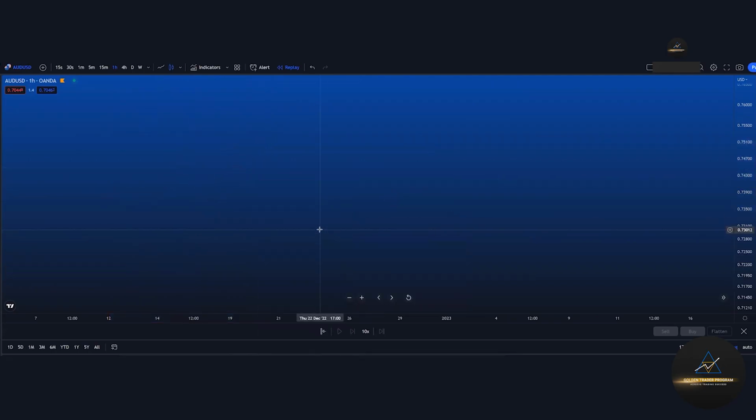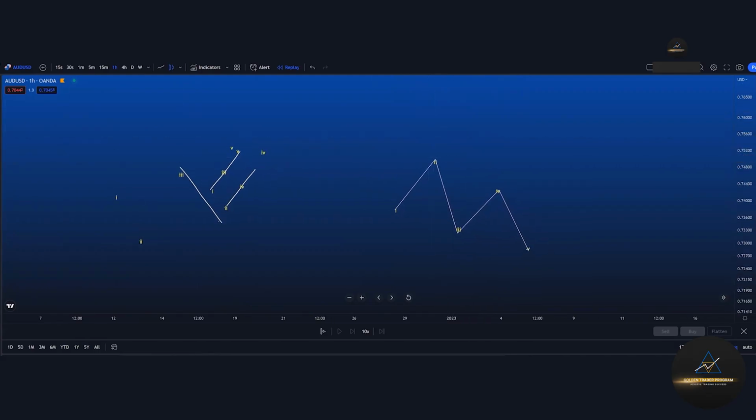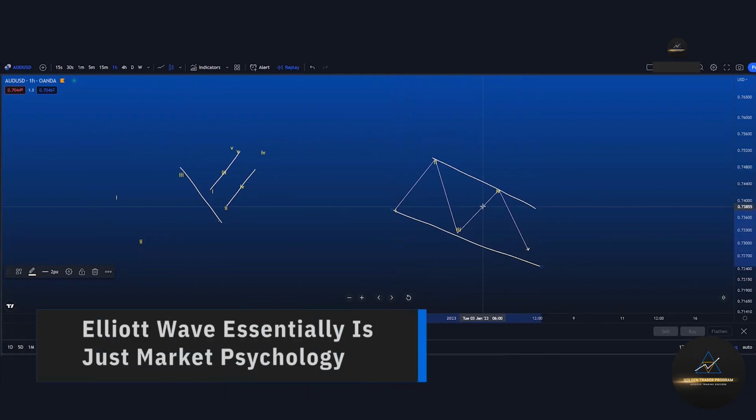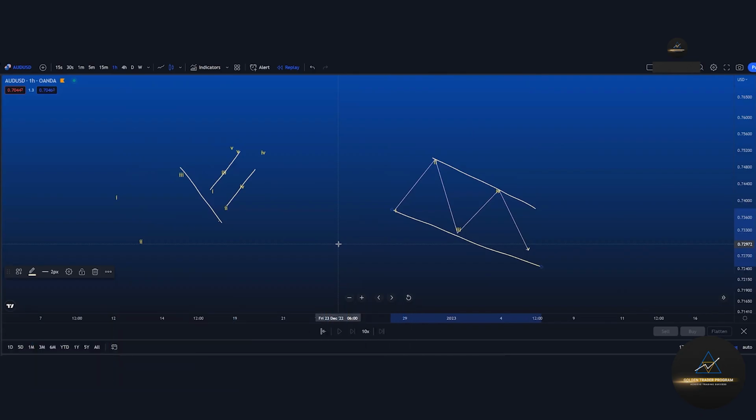Let me give you an example on the buy scenario. So we've got 1, 2, 3, 4, 5. Very, very simple. That's it. So we just need to go ahead and backtest. I'm going to show you some live examples on how to actually trade it, and just use it as a guideline. Elliott wave theory essentially is just market psychology and market participants predicting where the larger move is about to happen.